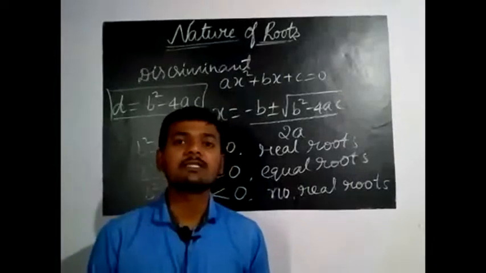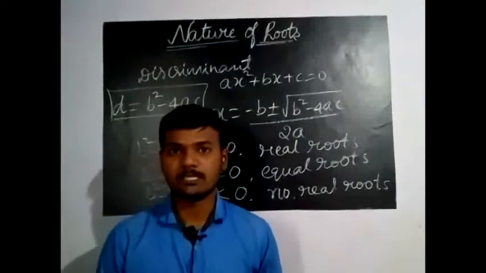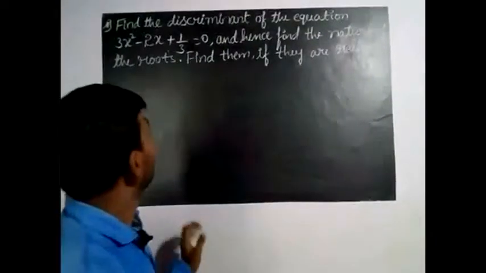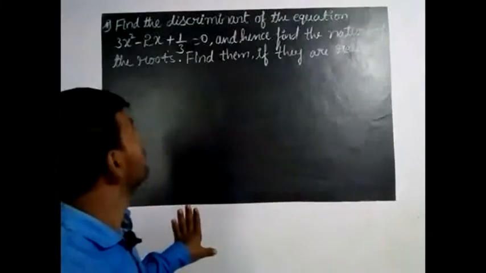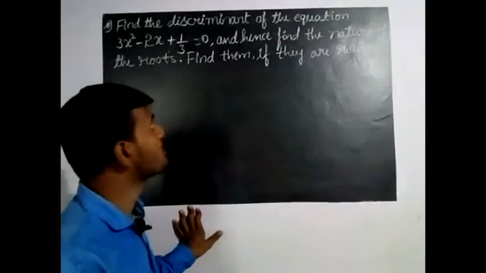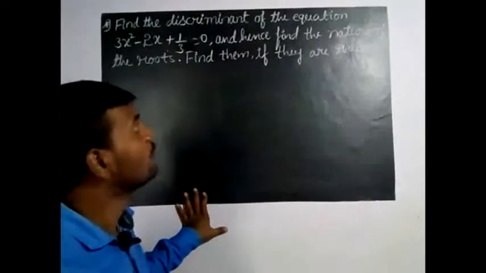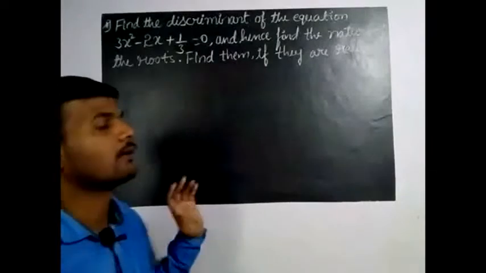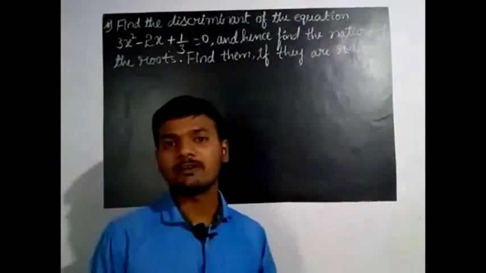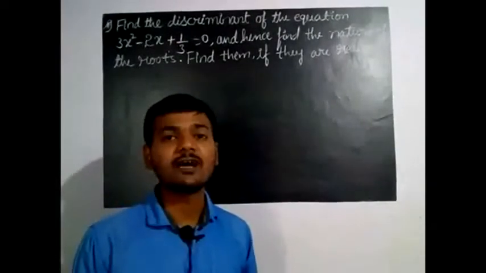Okay, so let us discuss the concept by having some examples. Let us discuss the example: find the discriminant of the equation 3x² − 2x + 1/3 = 0, and hence find the nature of the roots. Find them if they are real. Here we have to find the discriminant, say what the nature of the roots is, and also find the roots if they are real.